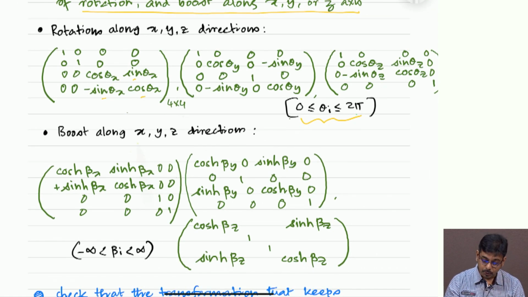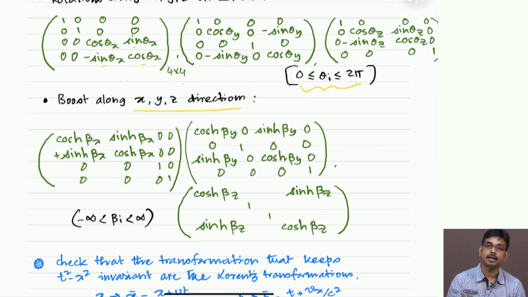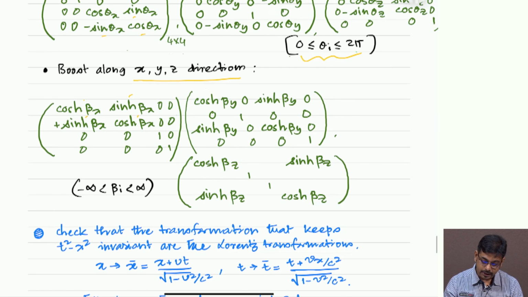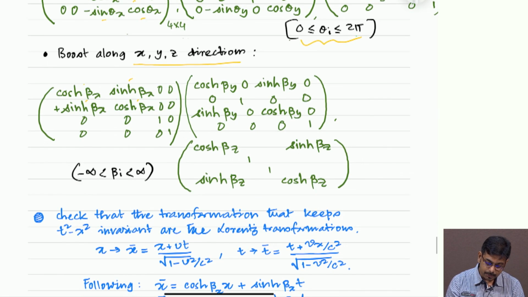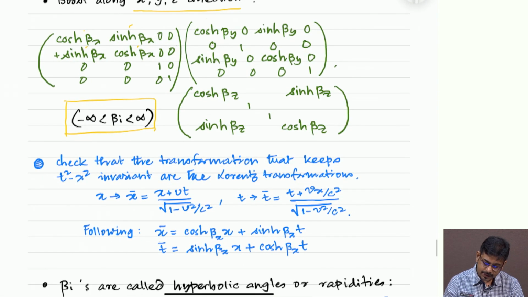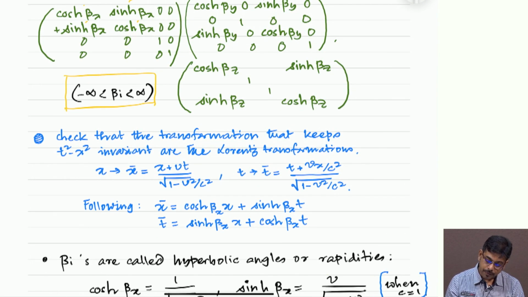Now, what will be the boost matrices along x, y, z direction? This will be defined by, as I said, cos hyperbolic beta x and sin hyperbolic beta x, and this is for the boost along x. Similarly, along y and z you can write, where this beta i has a limit between minus infinity to plus infinity. This is a nice and small exercise, which you can show, that the transformations that keep t square minus x square invariant are the Lorentz transformations.